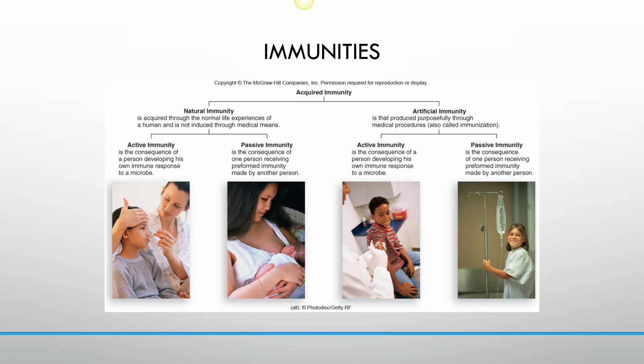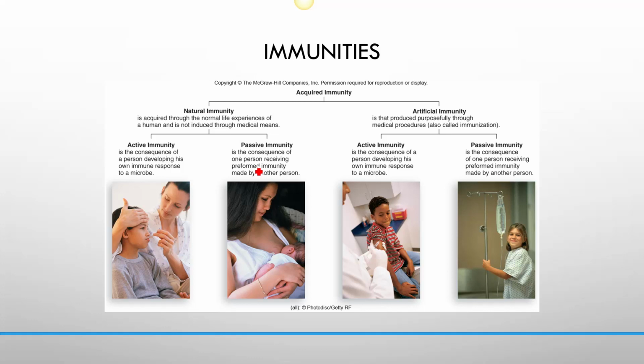There are different types of immune states that exist. There's natural and artificial. You can have natural active immunity. What natural active immunity means is that you get sick and your body mounts an immune response against the pathogen. It's natural because it happens in nature, and it's active because you're actively fighting the pathogen.